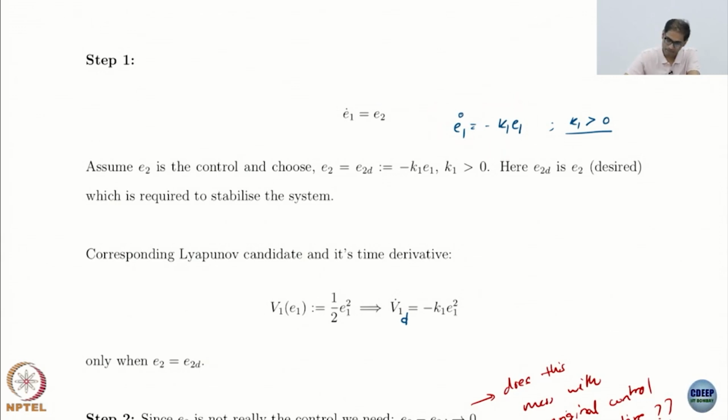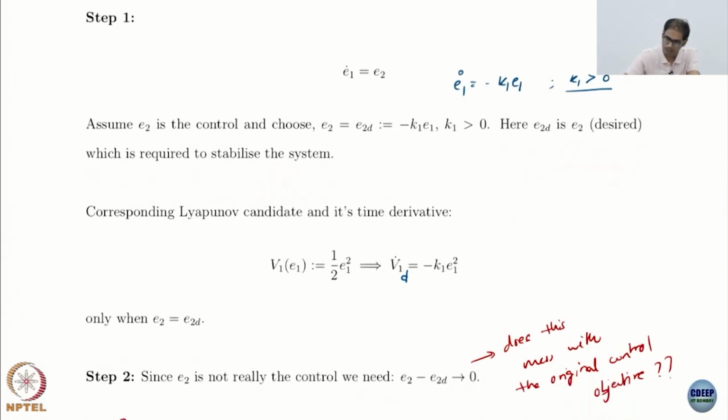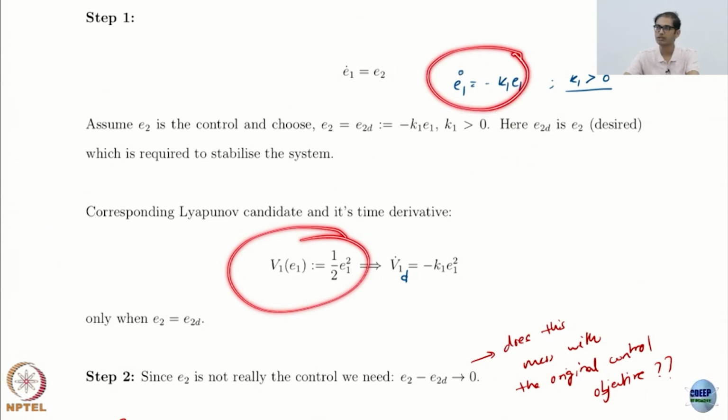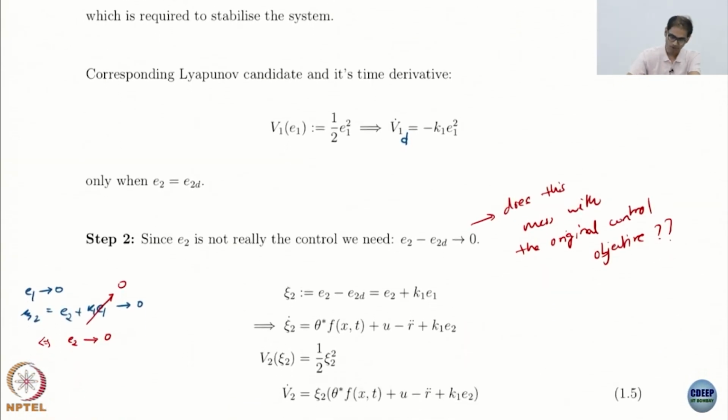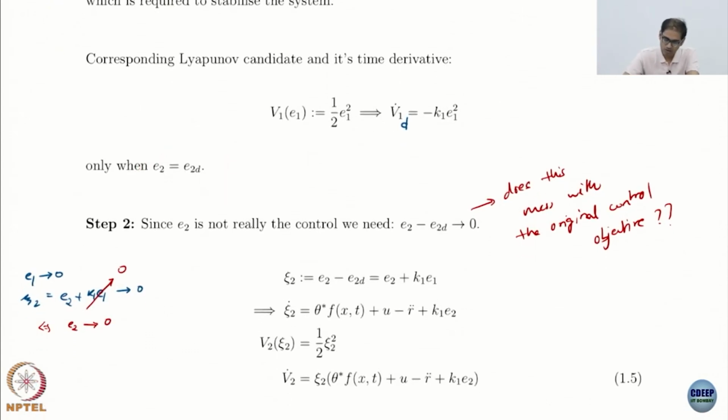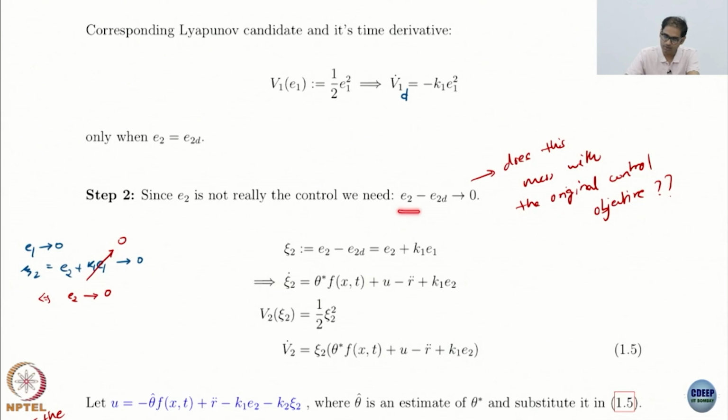Okay, alright. So if I did that, great. And what would be the corresponding Lyapunov function? It's half E1 square, because with half E1 square and this dynamics, I get V1 dot as minus k1 E1 square. This is the Lyapunov function for the first system. Now I will augment it using the backstepping error. All of this happens when E2 is exactly equal to E2 desired, which is not possible, because we do not control E2 itself. So we construct the backstepping error.